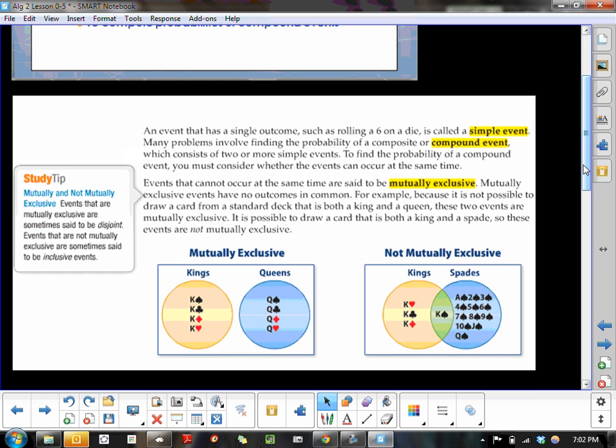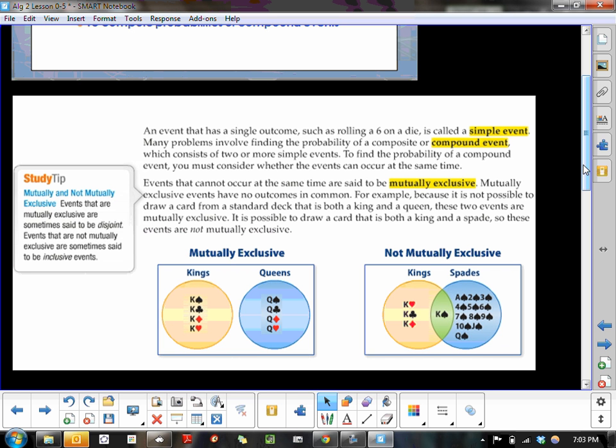Events that cannot occur at the same time are said to be mutually exclusive. Mutually exclusive events have no outcomes in common. For example, because it is not possible to draw a card from a standard deck that is both a king and a queen, these events are mutually exclusive. They cannot happen at the same time, so they're called mutually exclusive. They are excluded from happening at the same time.